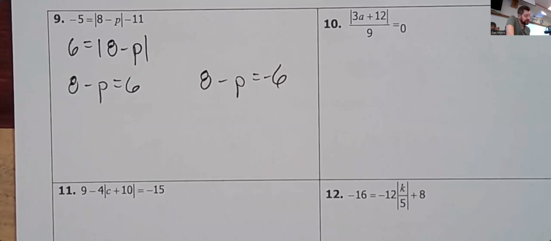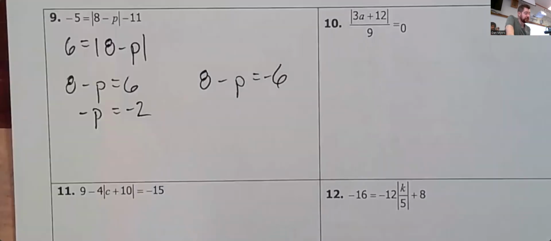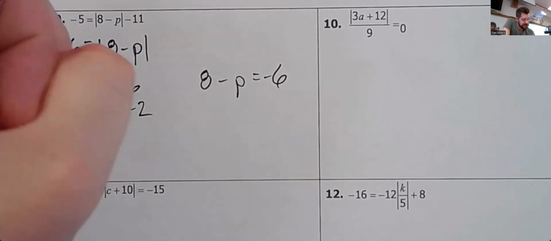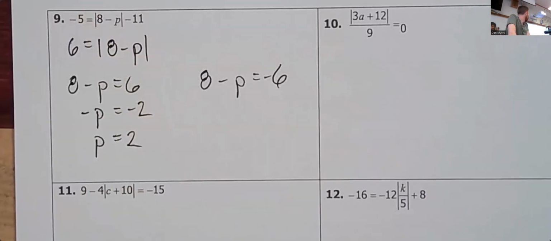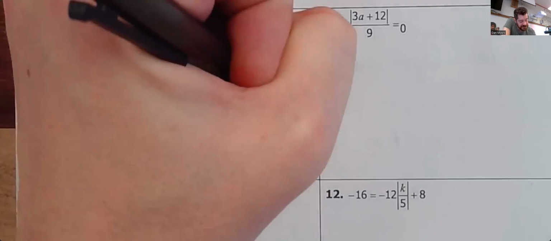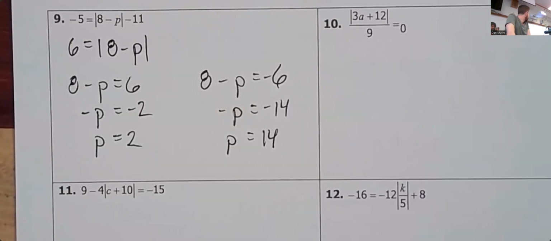If we subtract 8 from both sides, that would be negative or opposite p equals negative 2. And now we have to either multiply or divide both sides by negative 1. Just take the opposite of both, and you get p equals 2. Over here, same idea, subtract 8 from both sides. That'd be the opposite of p equals negative 14. Take the opposite of both of those, p equals 14.